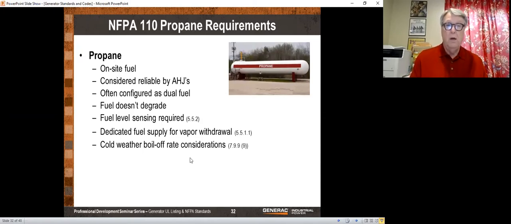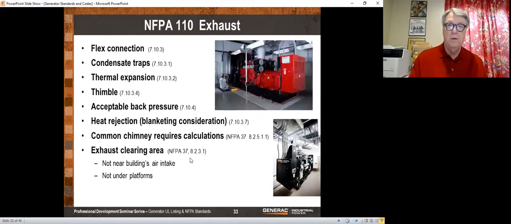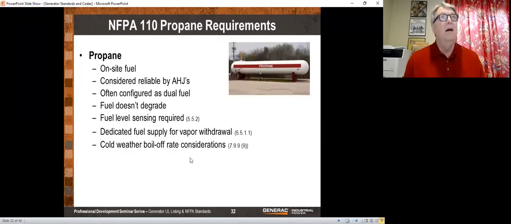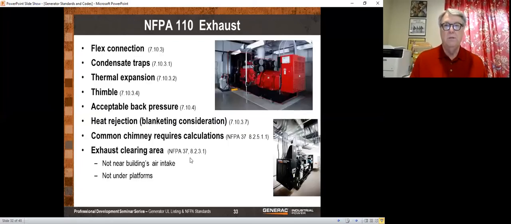Then you have cold weather boil-off considerations. In other words, if you try to suck too much propane too fast, it may not be able to vaporize. And in that instance, you're going to have to add a vaporizer either to the generator or to the tank. Here's your exhaust. And you can see here that you need a flex connection.